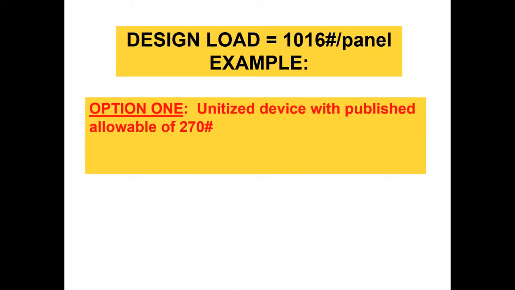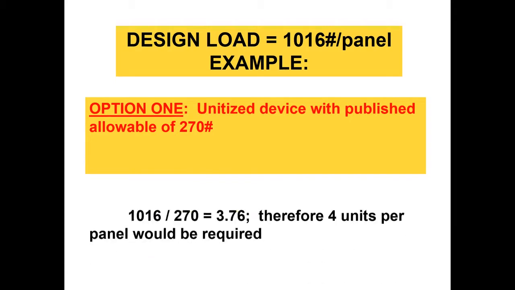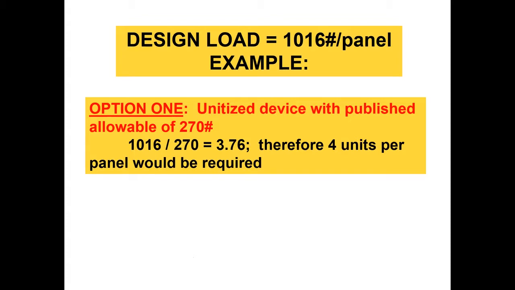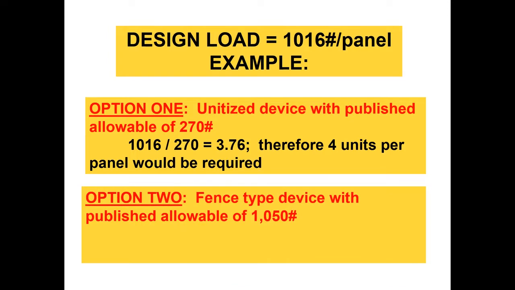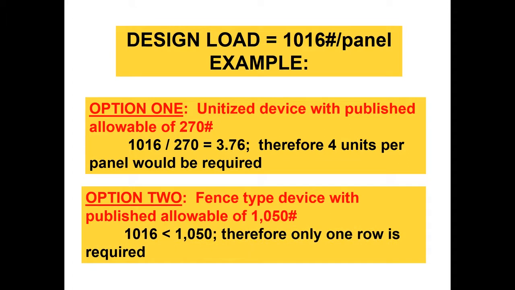Option one. A unitized device with a published allowable load of 270 pounds. Remember, we needed 1,016 divided by 270. So we need 3.76 parts per panel. Obviously, you can't do that. So you round up to 4. And there we are. Option two, a fence type device. It might be called S5 color guard, with a published allowable of 1,050 pounds. Our ask load is lower than our tested allowable load, therefore, only one row is required.